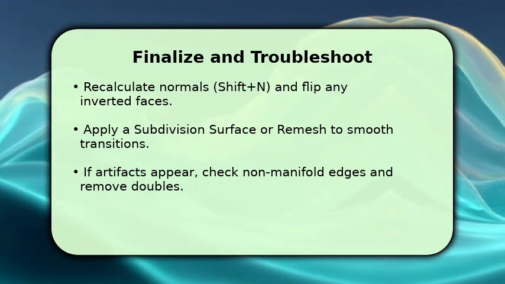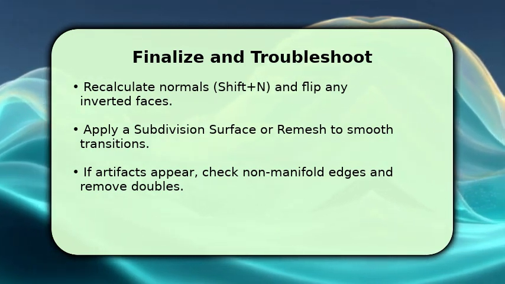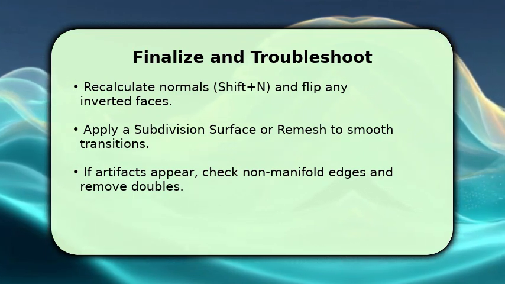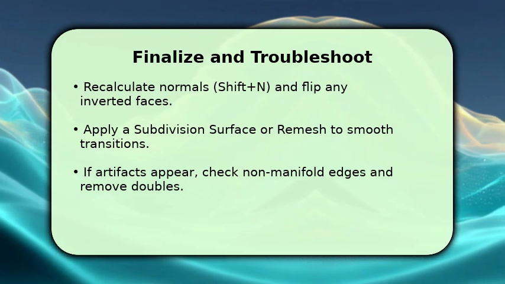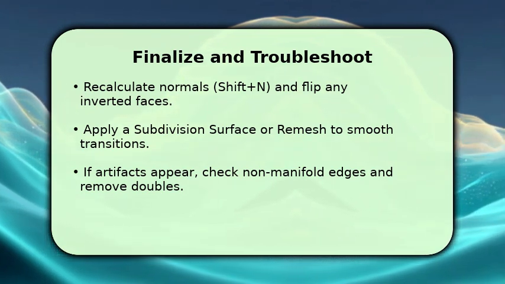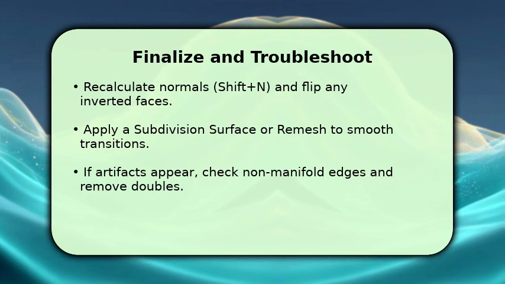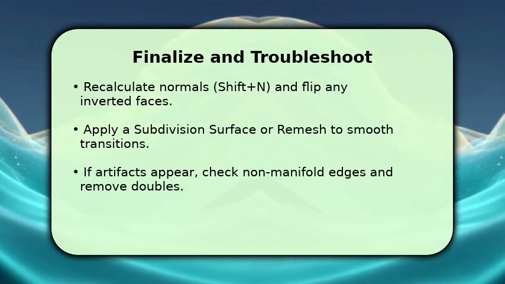If you see shading artifacts or holes, check for non-manifold edges and remove duplicate vertices. Once corrected, apply modifiers where needed. If things go wrong, inspect merge distance and normals first. They solve most issues quickly.